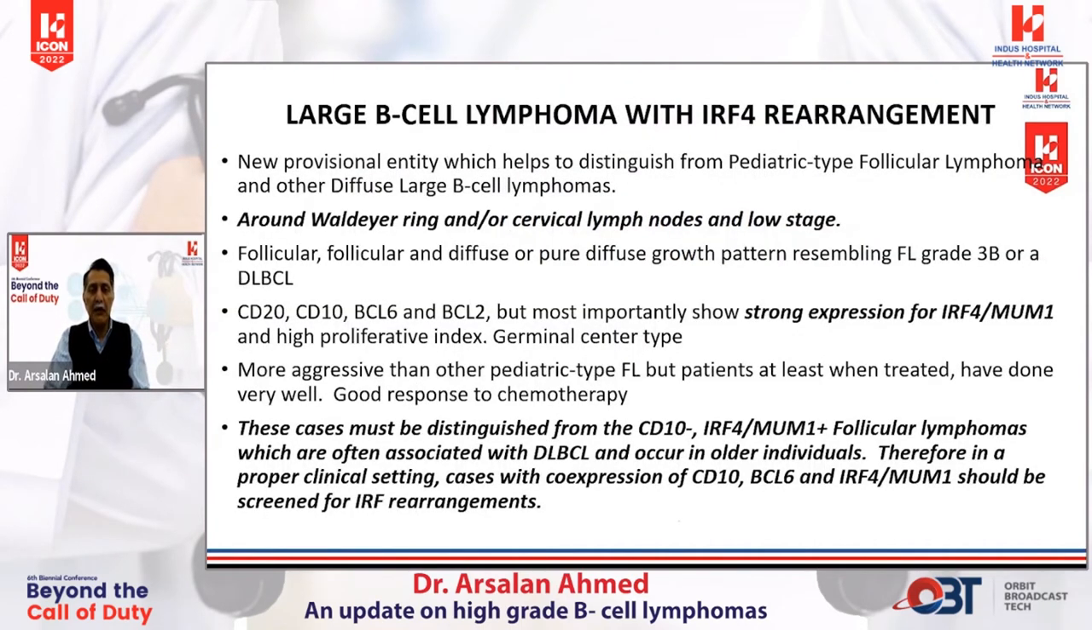Okay. Large B-cell lymphoma with IRF4 rearrangement. This is another new entity which helps to distinguish between pediatric follicular and other diffuse large B-cell lymphomas. They usually love to go around the Waldeyer ring and or cervical lymph nodes, and are low stage.